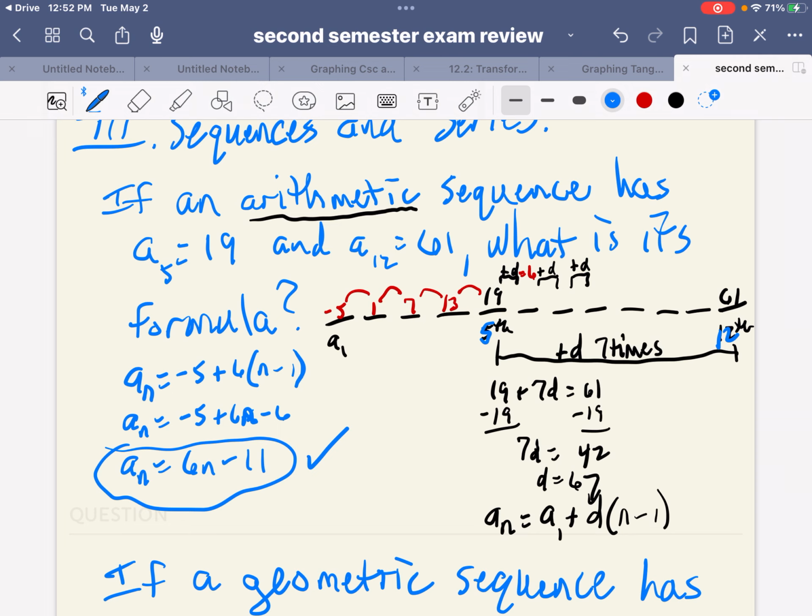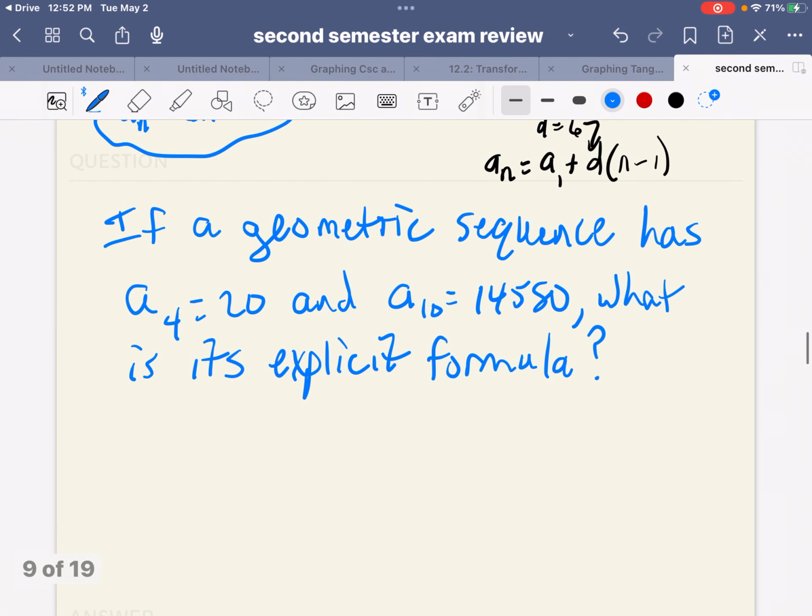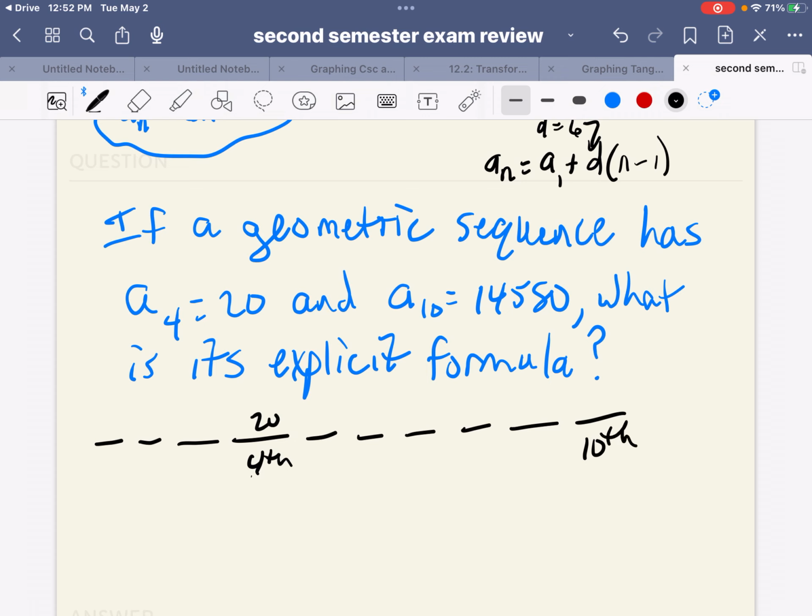Okay? Next, if a geometric series has a fourth term of 20 and a 10th term of 14,580, what is its explicit formula? All right, let's draw a picture of this one. The first, second, and third terms are not known. The fourth term is 20. The fifth, sixth, seventh, eighth, and ninth terms are not known, but the 10th term is 14,580.